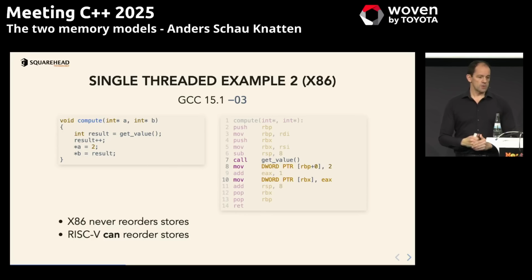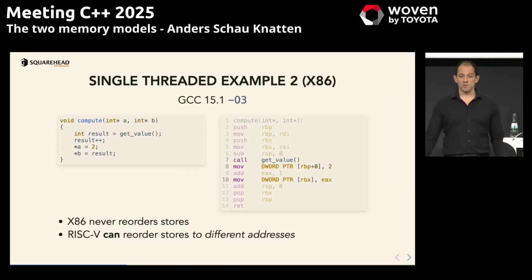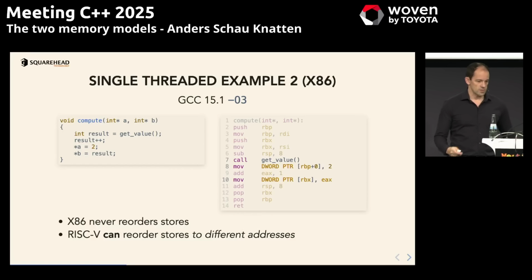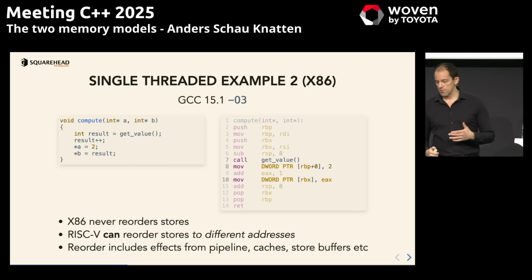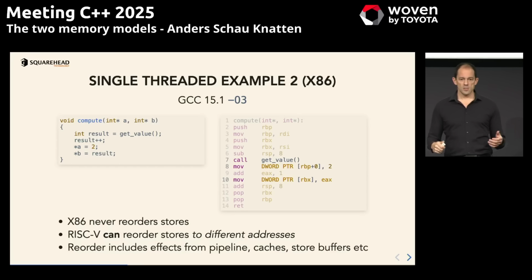But still, RISC-V would only reorder the stores if they are to different addresses. So even on RISC-V, which is more free to reorder things, the compiler still doesn't have to put any fences or anything, because then it would just be too hard to write for a CPU that relaxed in memory models. And when I say that the CPU could reorder things, that includes stuff from the pipeline, caches, store buffers, all sorts of microarchitectural details.